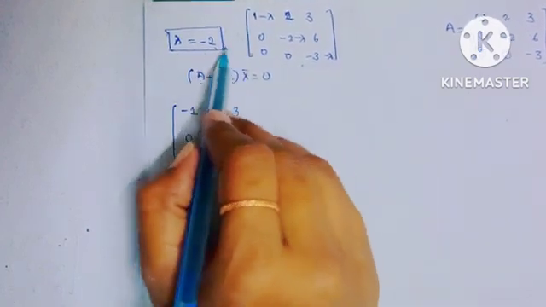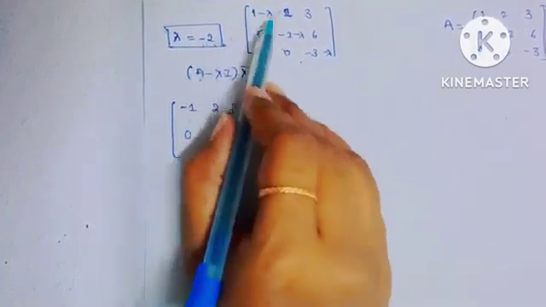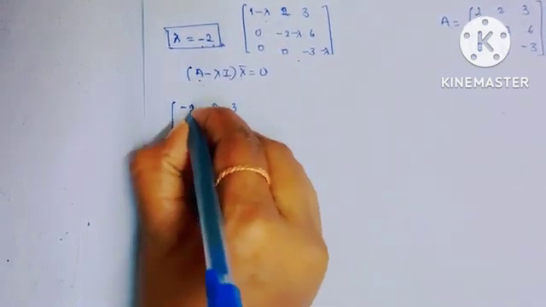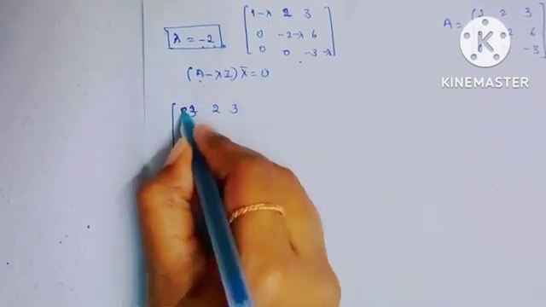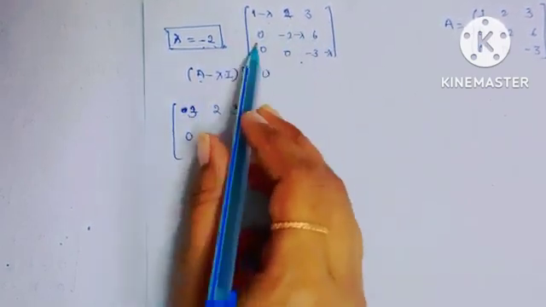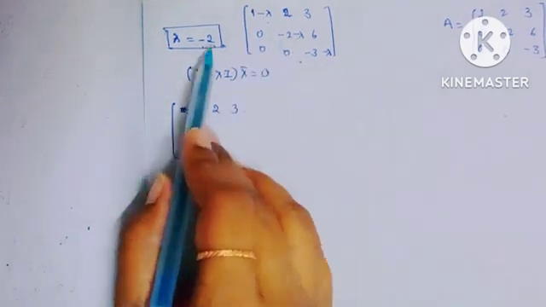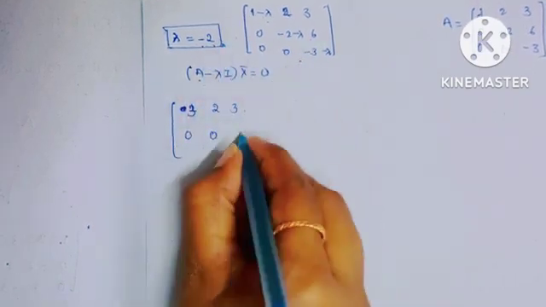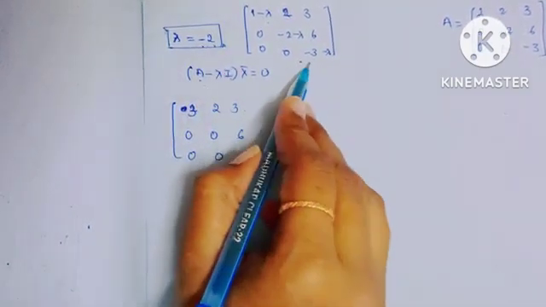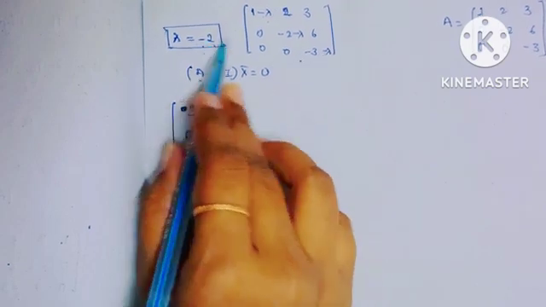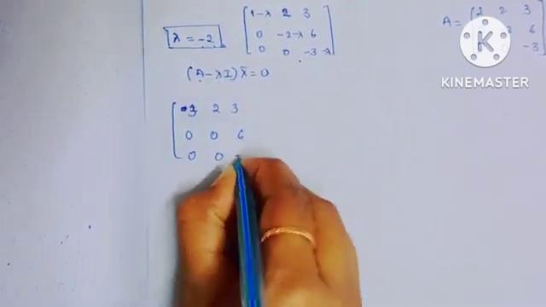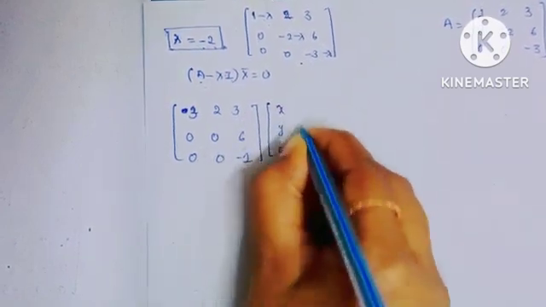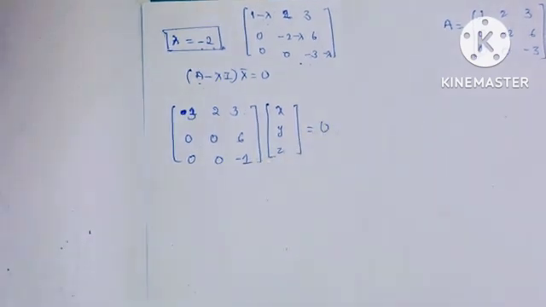Now I am substituting minus 2 here. So minus into minus is plus 2, so 1 plus 2 is nothing but 3. Here 2, 3 is common, and here 0, 0, and minus 2 minus of minus 2, so minus 2 plus 2 gets cancelled, 0, and here 6, 0, 0, here minus 3 minus of minus, plus, so minus 3 plus 2 we get minus 1. Okay, x bar is x, y, z, which is equal to 0.